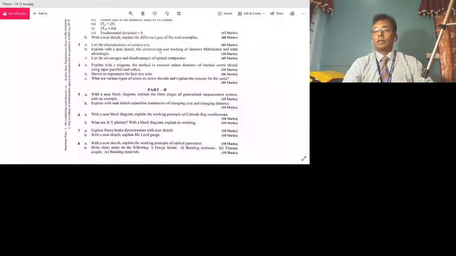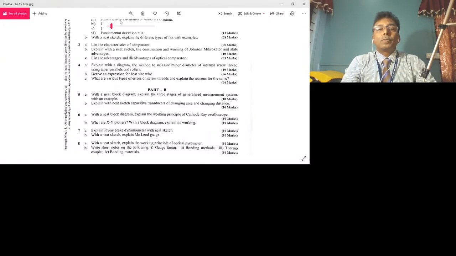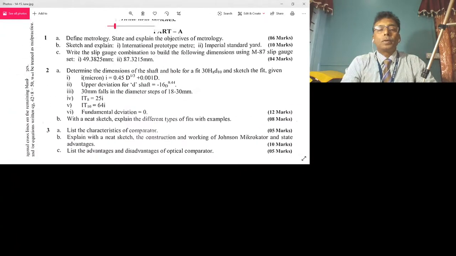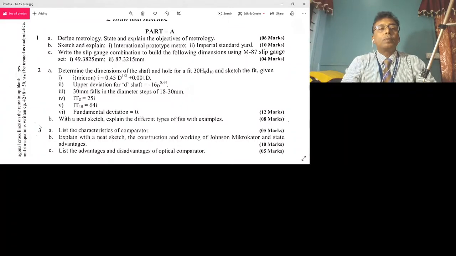It gets projected. Just a minute. Can you see the question paper now? I will increase the size, don't worry. Can you see the question paper or not? I will increase the font size. This should be visible now.